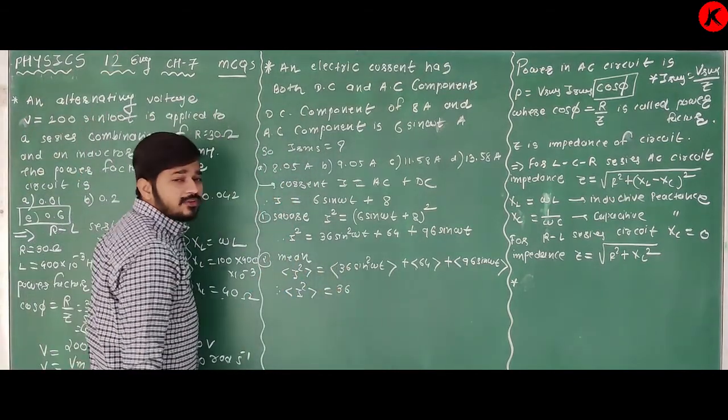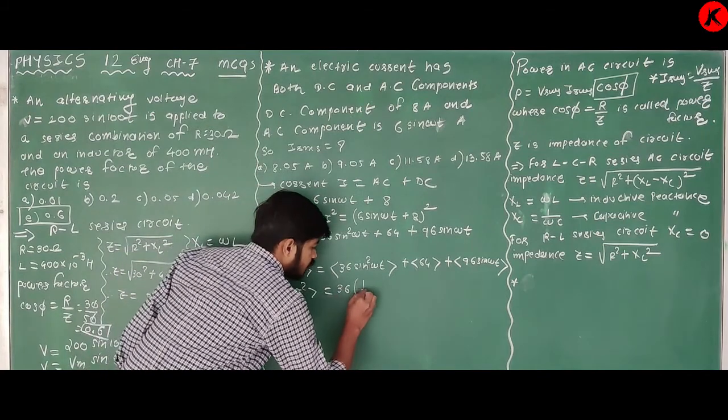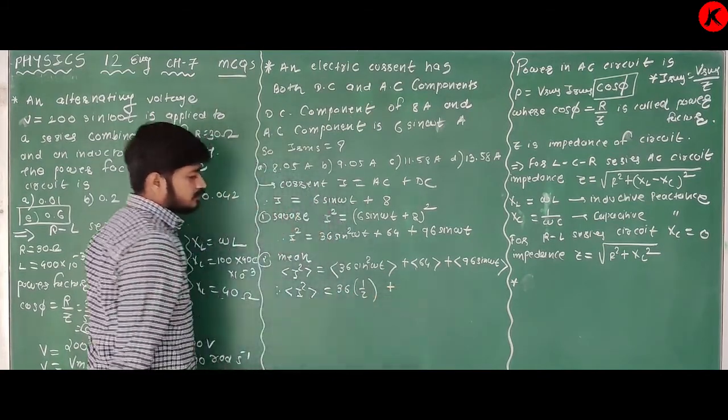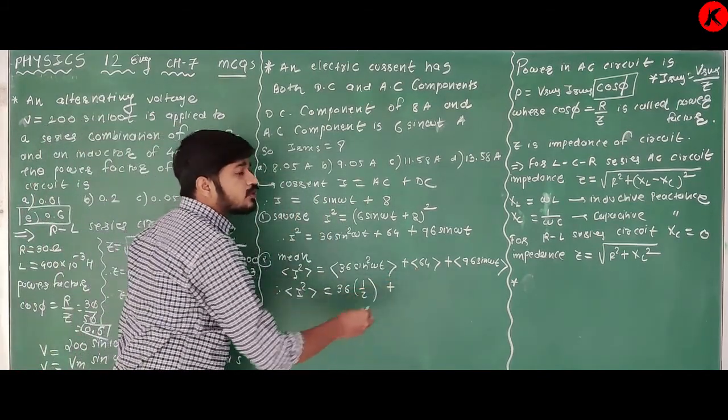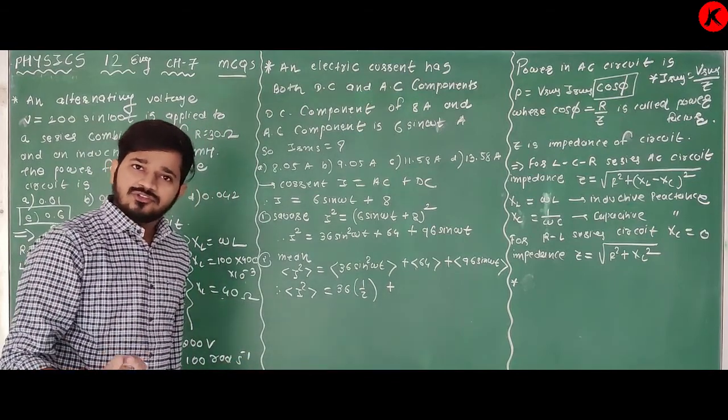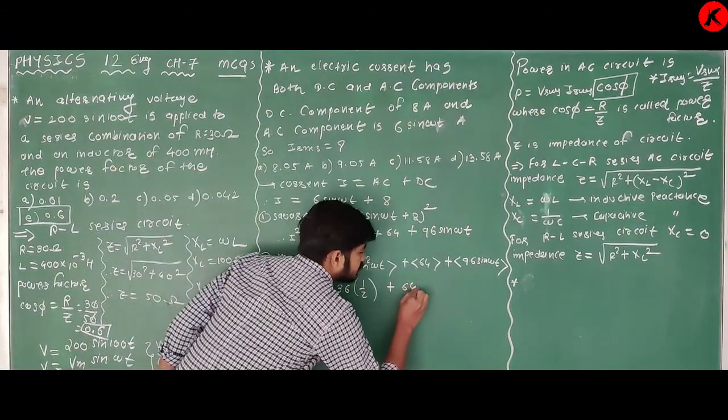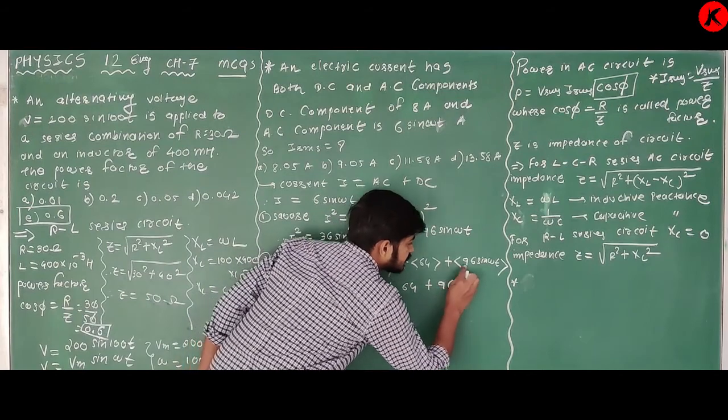Okay, average of sin square over a period is 1 by 2. Simple. Plus 64, a constant value, so its average will be the same. That is 64 plus 96 here.